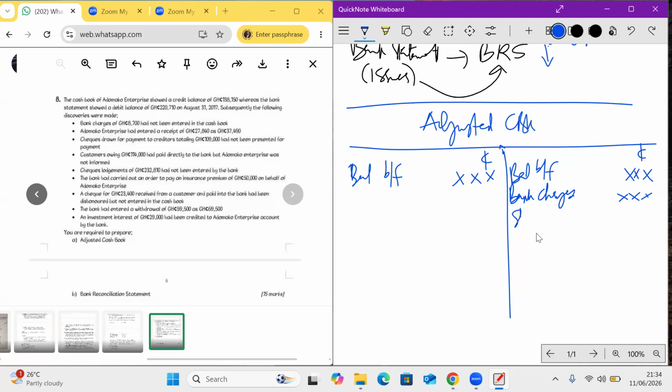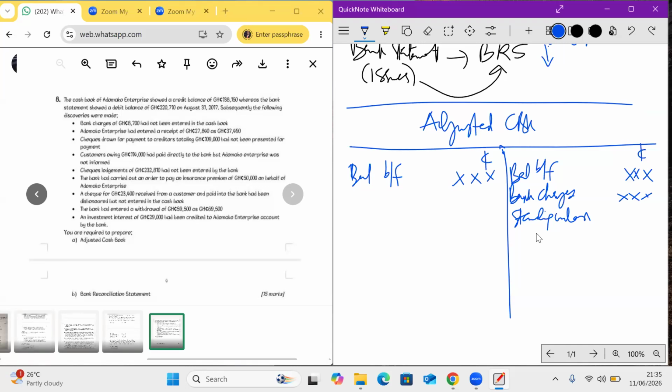Another thing is standing orders. Standing orders is when the business instructs the bank to make periodic or one-time payments on its behalf. Let's say the business will write to the bank and instruct the bank that every month, for the next 6 months, pay 1,000 to this person. So every month they'll pay 1,000. As they are paying that money periodically, will the bank be debiting or crediting the account in the bank statement? The bank statement will be debited.